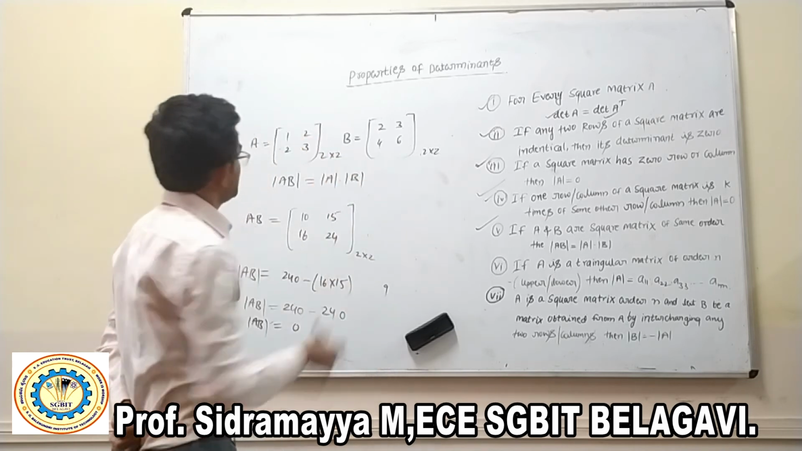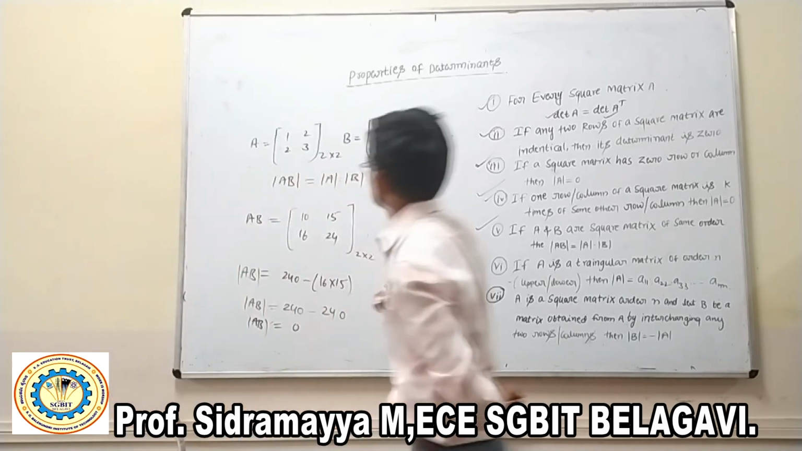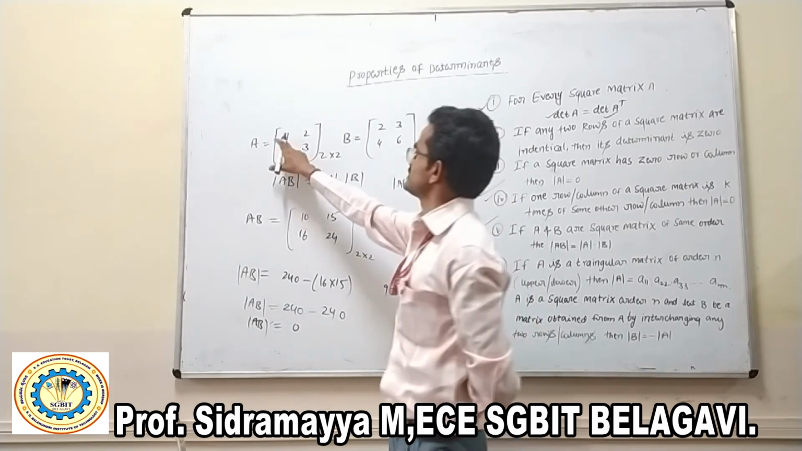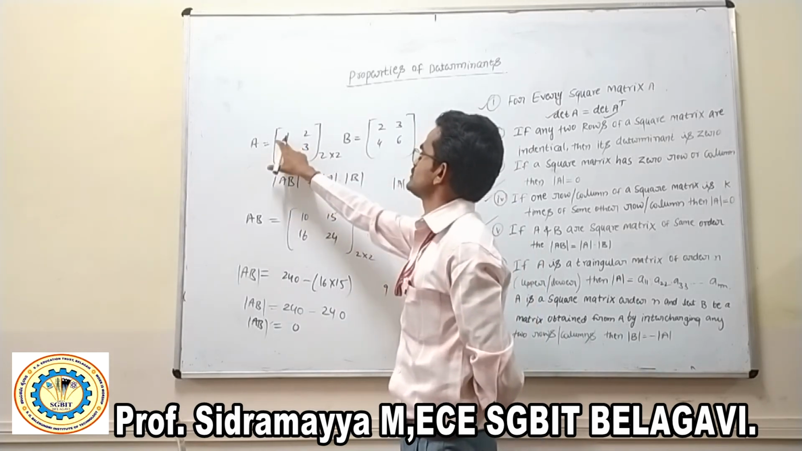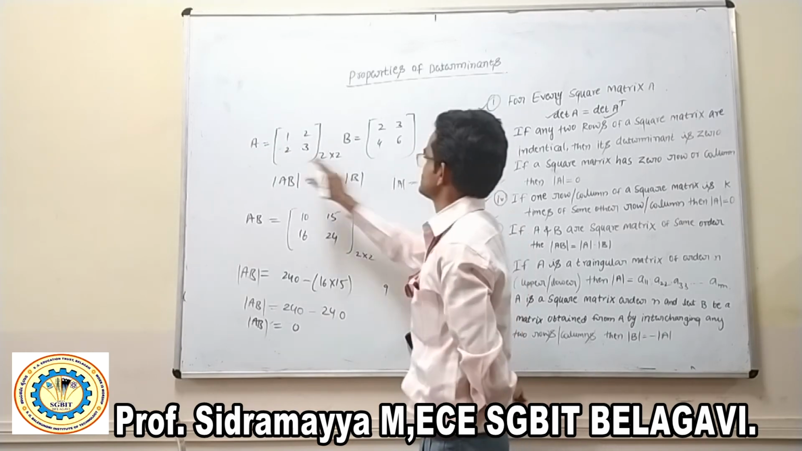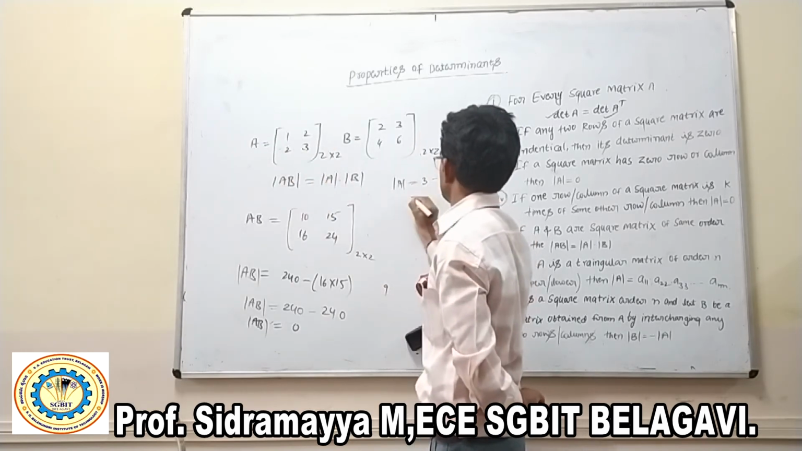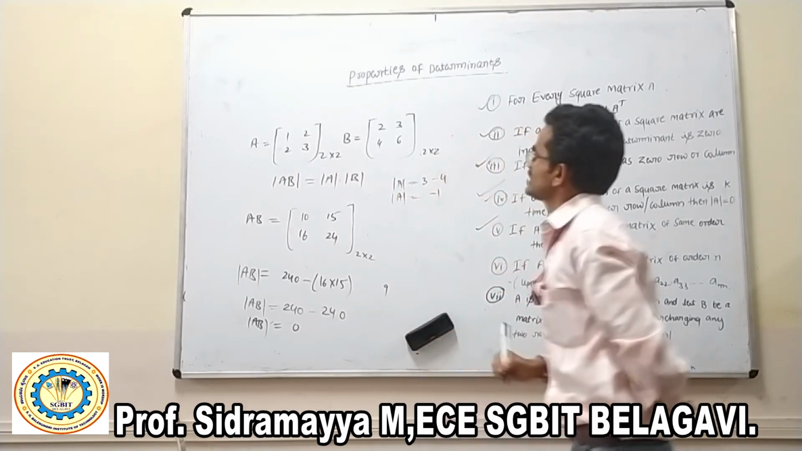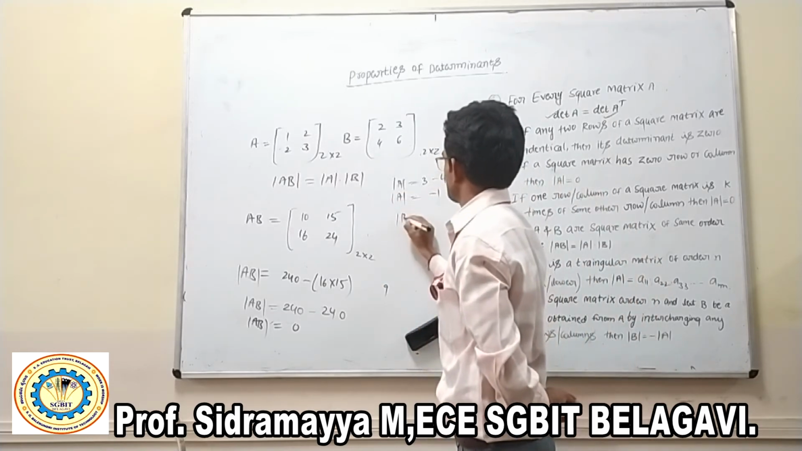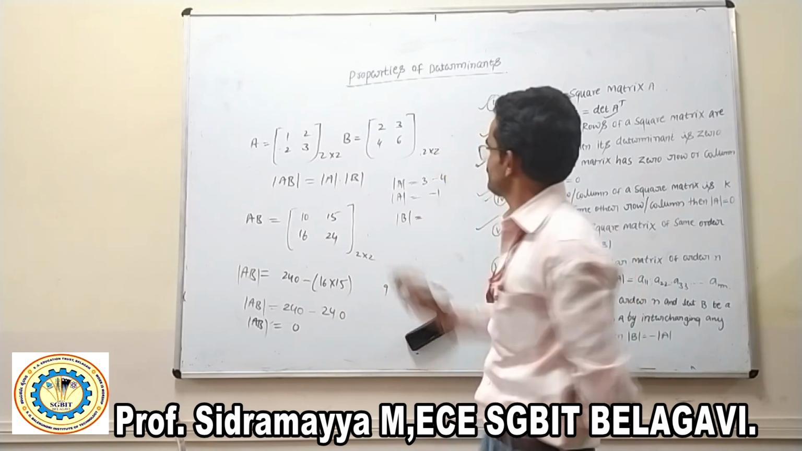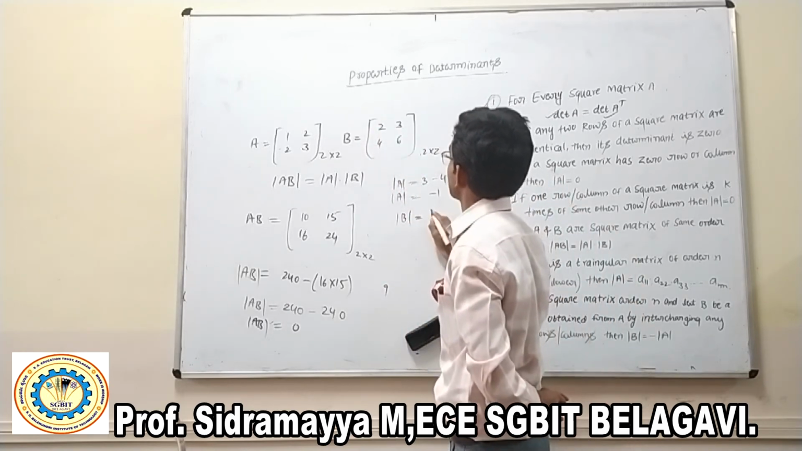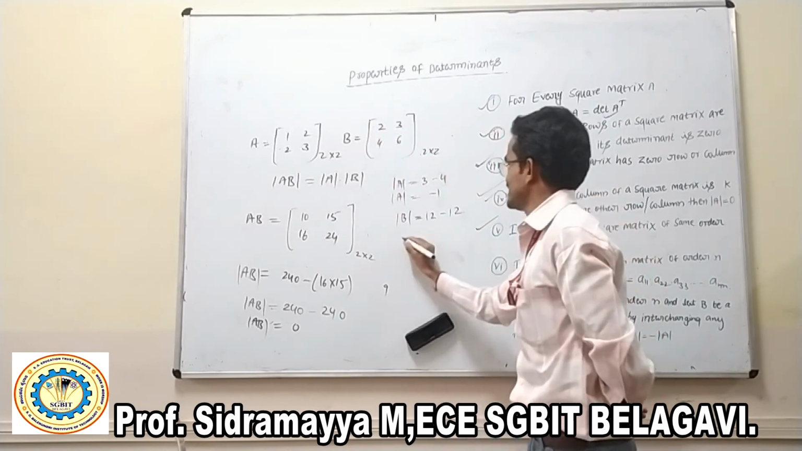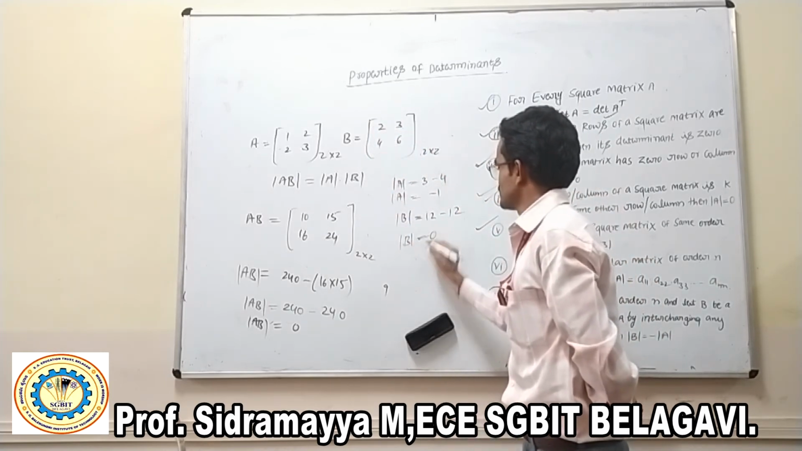Now calculate the individual determinants. First calculate the determinant of A. So 3 into 1 is 3, 3 minus 4 is minus 1. So this is the determinant of A. Similarly, calculate the determinant of B: 12 minus 12. So the determinant of B is equal to 0.